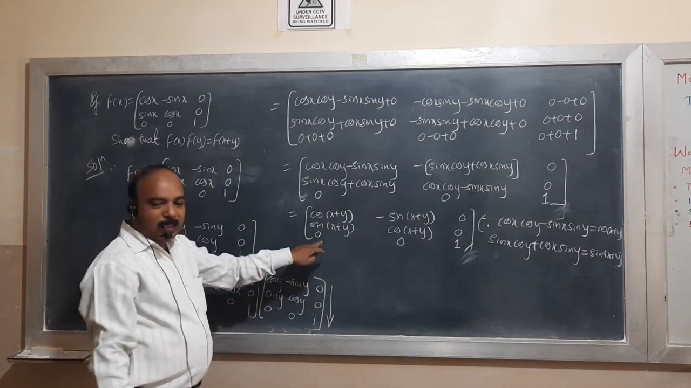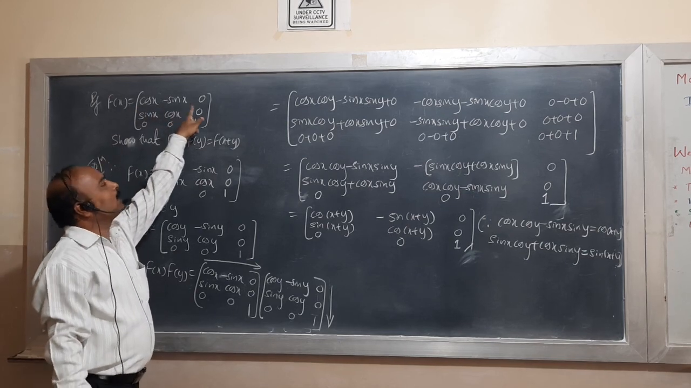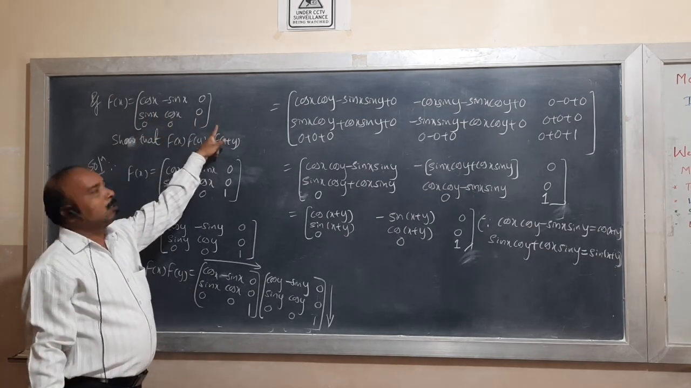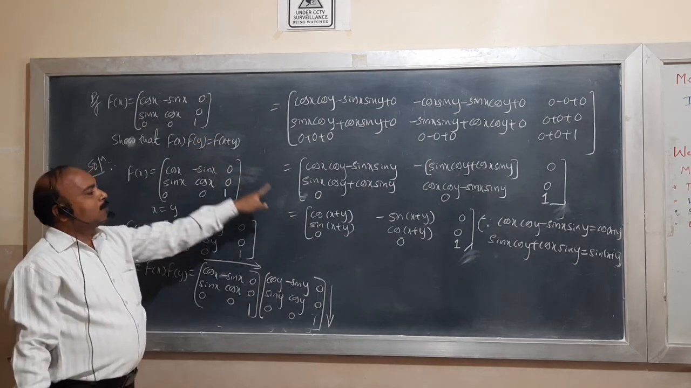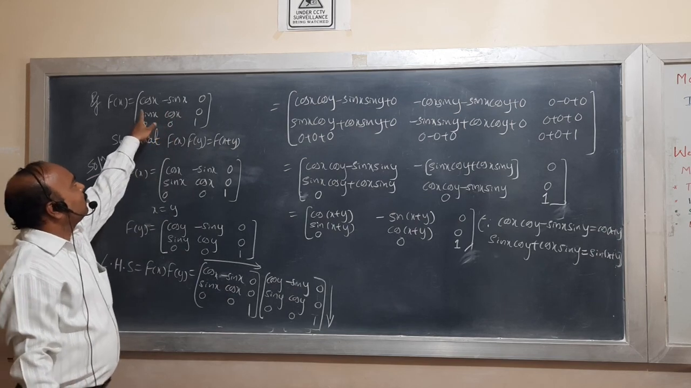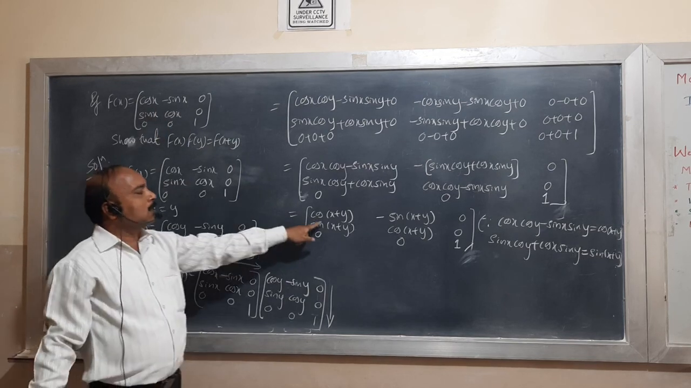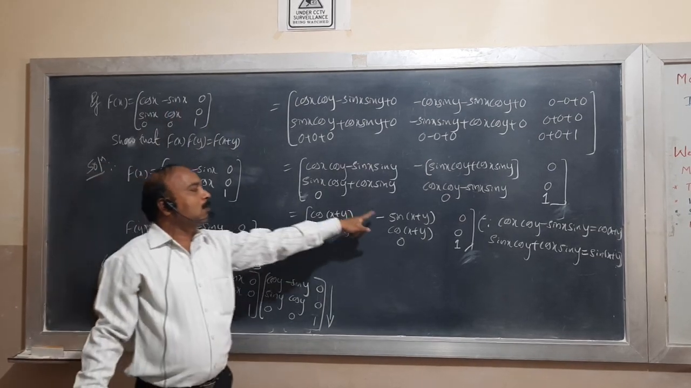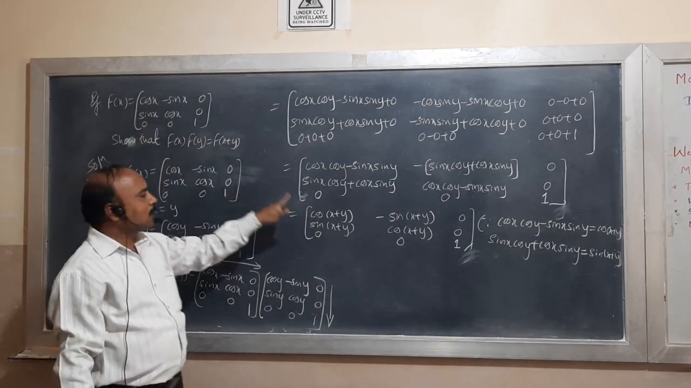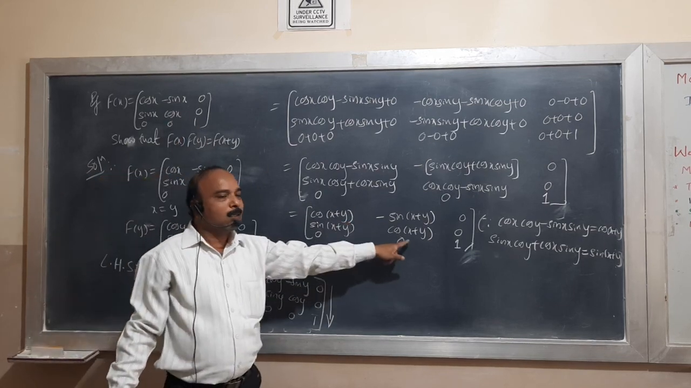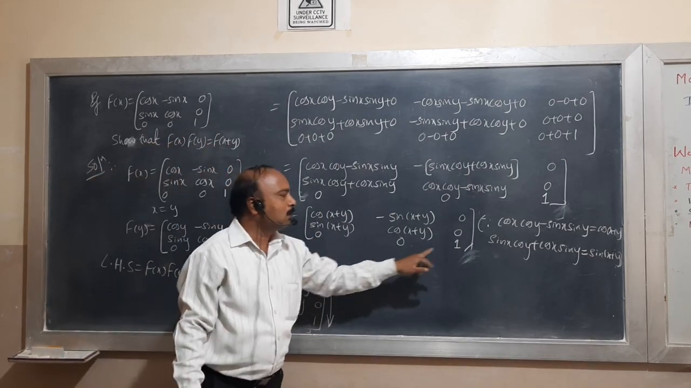Now you observe this side, the given question. The value of f of x is given as cos x, minus sin x, 0; sin x, cos x, 0; 0, 0, 1. Now you compare this and this. If you observe both the equations, we conclude that wherever x is there, you are getting x plus y everywhere. Here cos x means cos of x plus y. Minus sin x is minus sin of x plus y. 0 as it is. Second row, sin x is sin of x plus y. Cos x is cos of x plus y. 0 as it is. Third row 0, 0, 1. Here also 0, 0, 1.